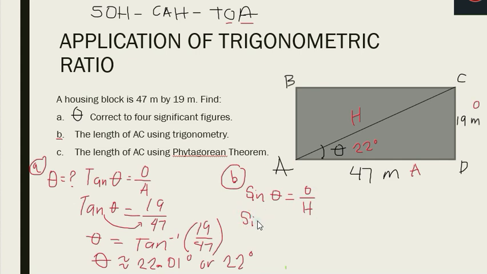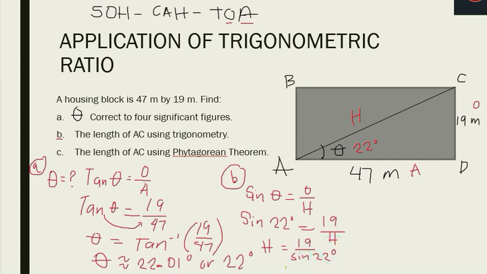So we have sine, and then we have the value for theta, which is 22 degrees. And then what's our opposite? That's 19. And we don't know the h. Cross multiply. So sine 22 degrees will switch with our h. So h will now be on the left side. And then we have 19 over sine 22 degrees.